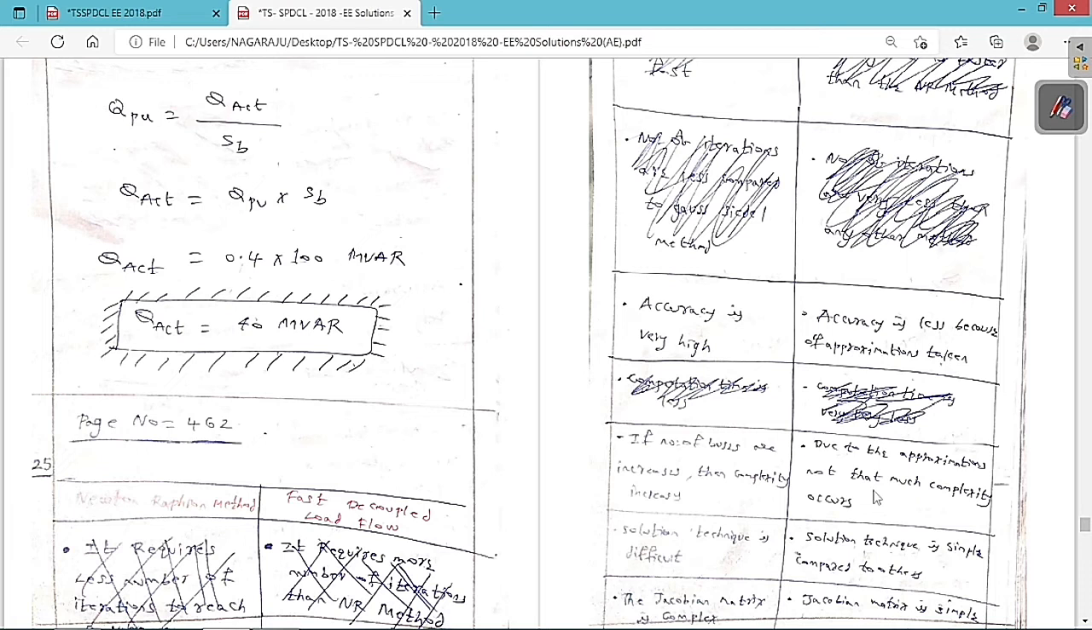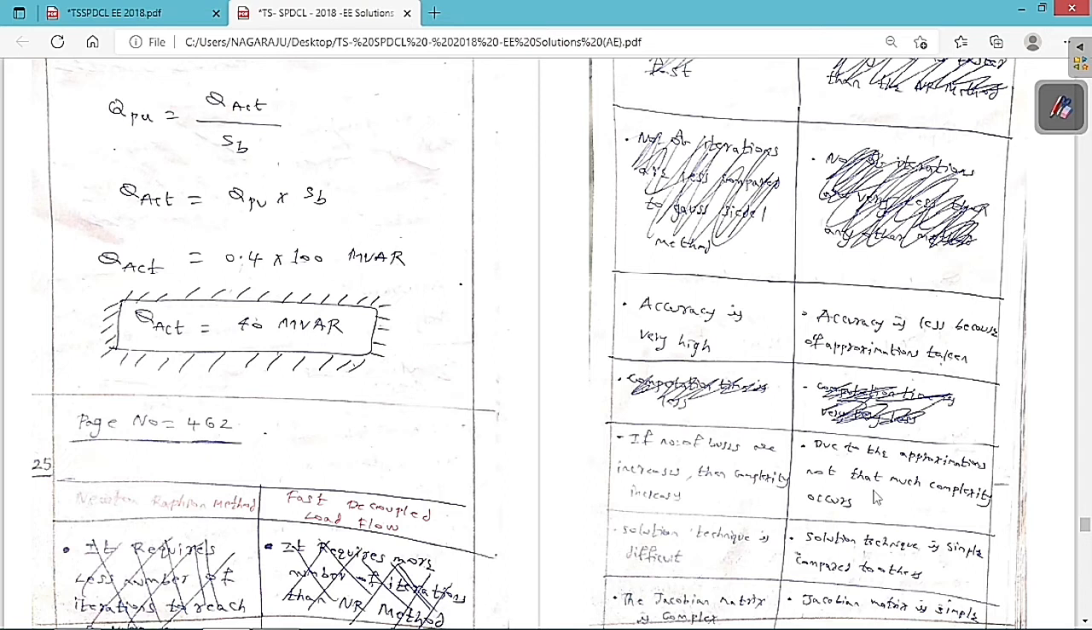So I can say that in the Newton-Raphson method, it requires fewer iterations to reach convergence, whereas the accuracy is very high. If the number of buses increases, then the complexity will increase, the solution technique is very difficult, and the Jacobian matrix is also very complex.